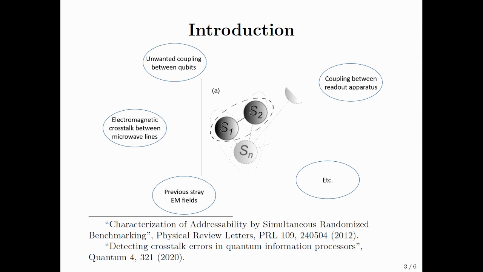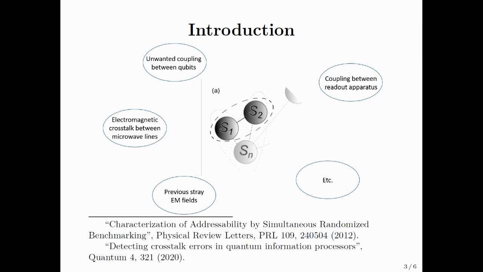For some concrete examples, here I show some possible issues that can affect single qubit control in superconducting quantum computer systems, such as coupling between readout apparatus or stray EM fields in time. The unwanted influence between qubits is usually called crosstalk.